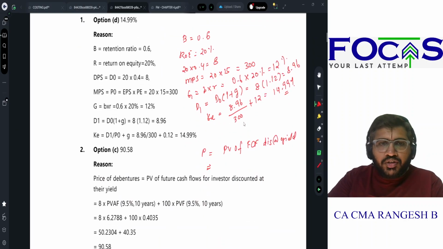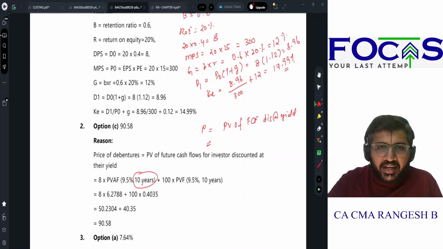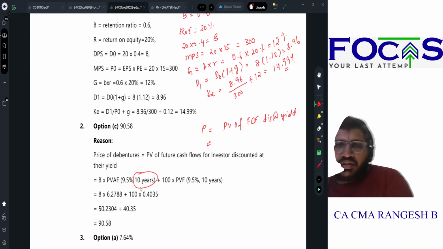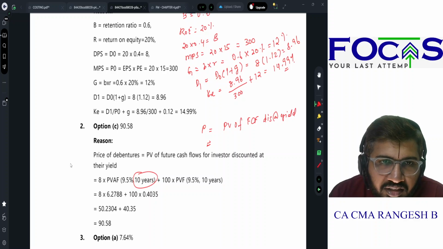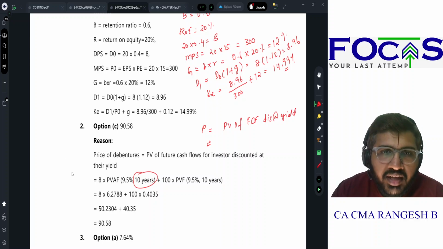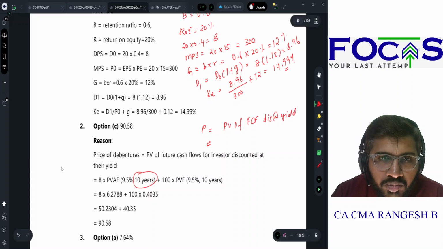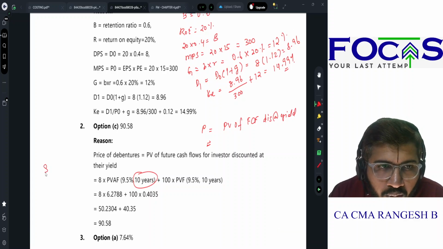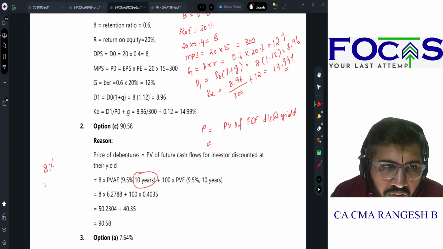So the period of issue is not given. So let us assume it to be 10 years. 10 years, the preference shares, 10 years nu kodutthirukkaanga. So adhe 10 years equity shares ku irukkum nu let us assume. So my interest that I am going to get is 8% of 100 rupees. So this will be 8 rupees.